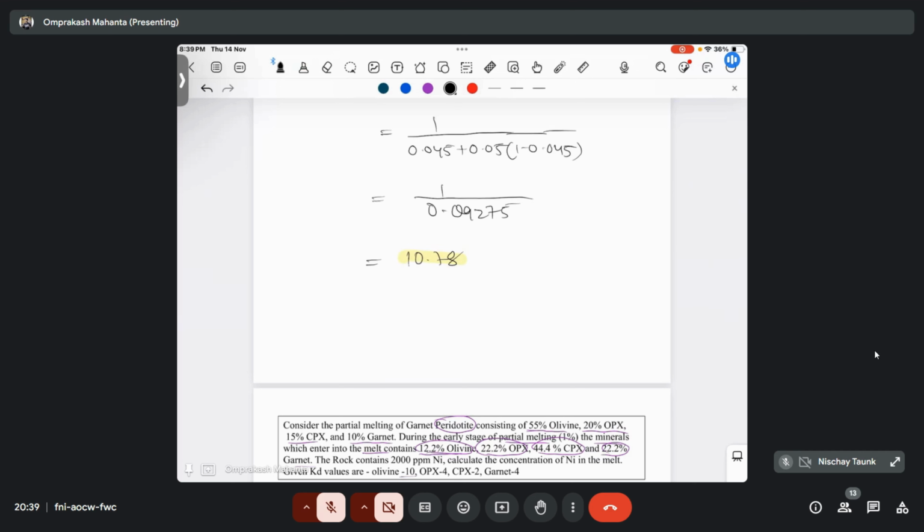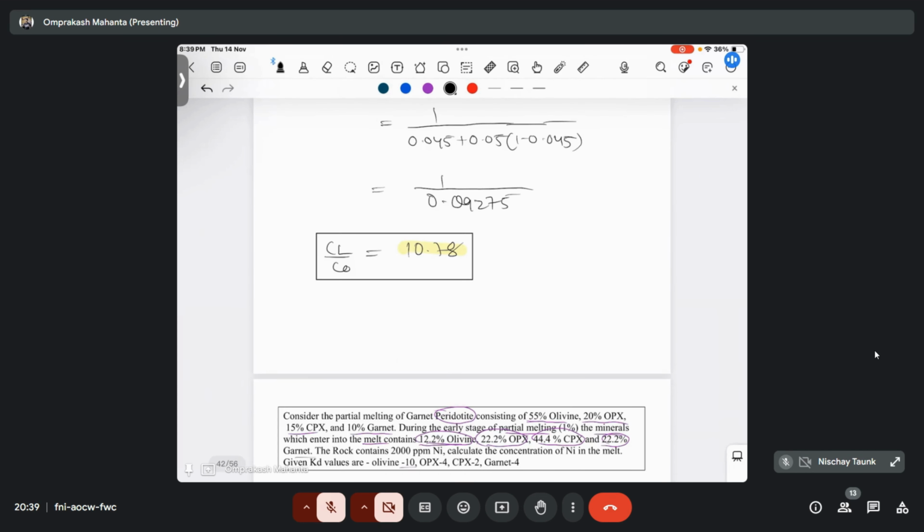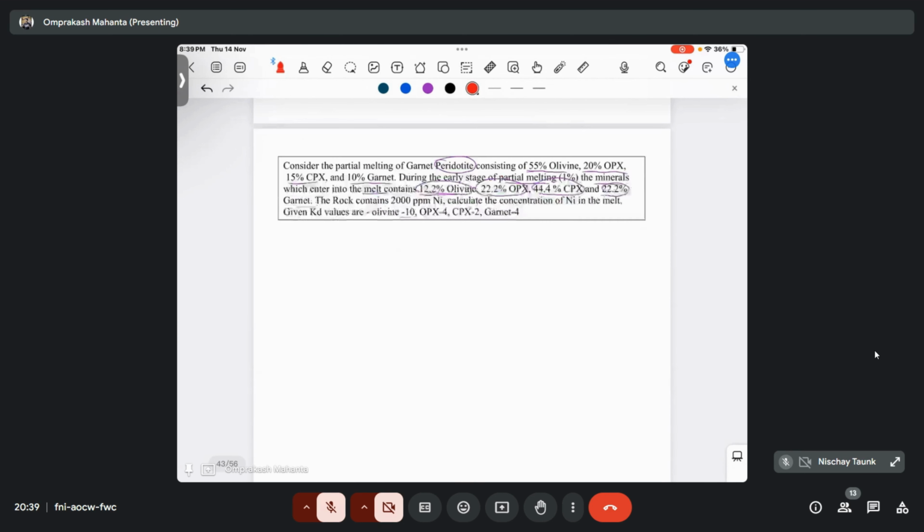So the CL by C0 value is your enrichment factor. Remember that CL by C0 is your enrichment factor, and we found that as 10.78. Okay, so now this question, I don't think they will ask this type of question, but it may help you in future. So let's go through it.